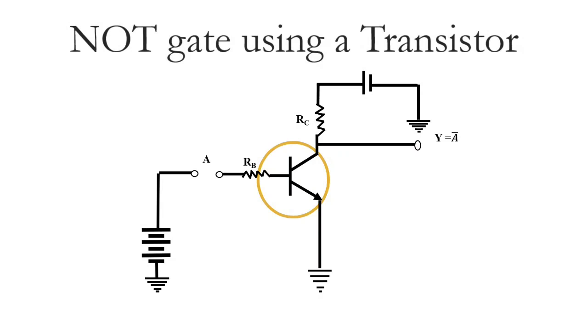When 0 volt is applied to A, the transistor will be cut off and there will not be any collector current and hence there will not be any potential drop across resistance RC. Now Y will have full voltage corresponding to one state. Thus in each case output is the inverse of input. The Boolean expression corresponding to NOT gate is Y is equal to A complement.